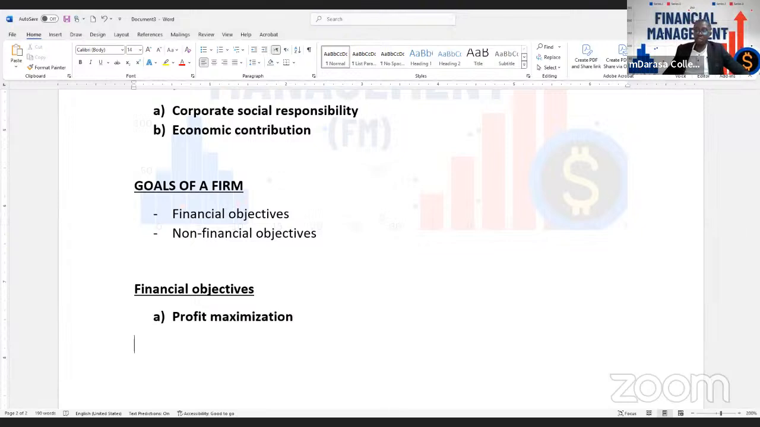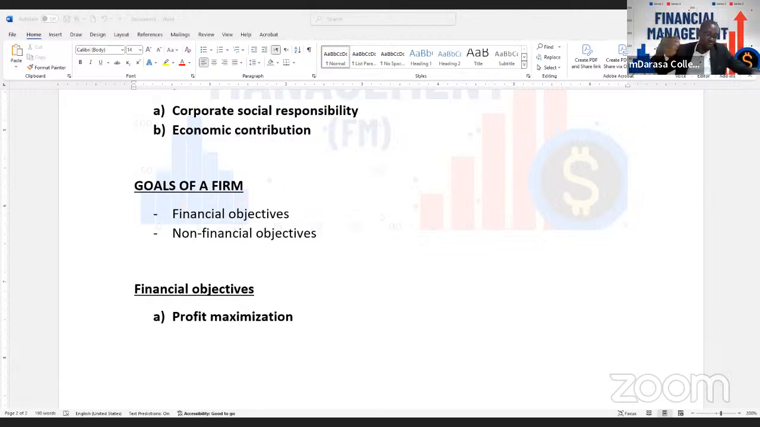In relation to this, just to give you a brief, the primary financial objective of any firm is profit maximization, which basically refers to the firm's goal of increasing net income. From a very layman's perspective, we are looking at the firm's goal of increasing net income by optimizing revenues.